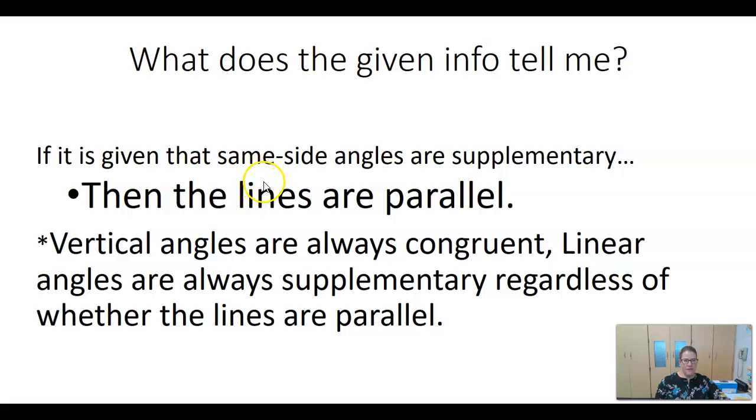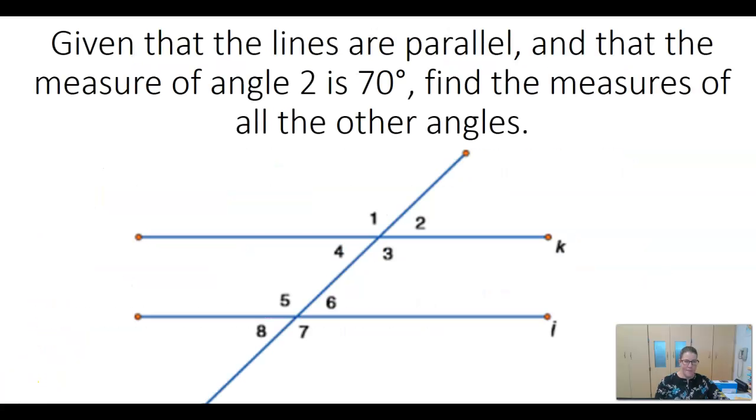Similarly, if it's given that same side angles are supplementary, then we'll know the lines are parallel. But vertical angles are always congruent, regardless of whether the lines are parallel, and linear angles are always supplementary. Okay, so those do not depend on the lines being parallel, which we talked a little bit about yesterday.